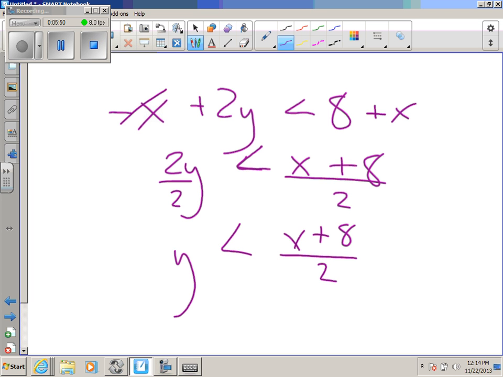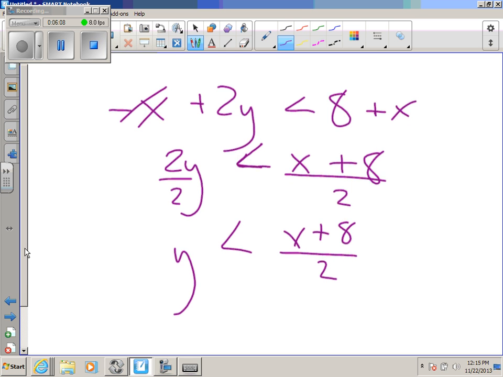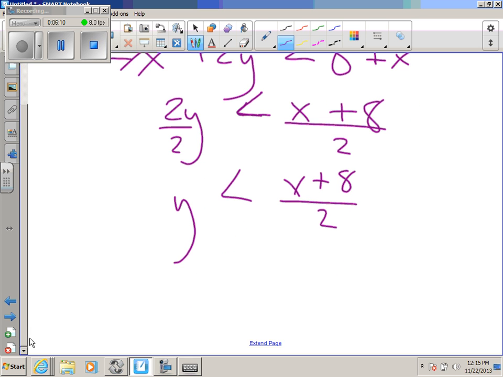Flip what? Why not? You want to keep 8 plus x? I'd rather do x plus 8. We can do that, right? Because we're adding. Same thing. It's more aesthetically pleasing, they say. Looks nicer.